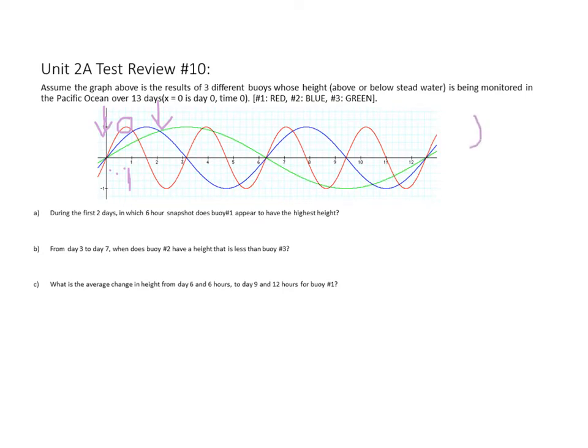So I know that one day has 24 hours. I'm going to divide by 4 and I get 6 hours. Now when I look at the highest height, I see that it is at the 3rd tick mark on my graph. So I'm going to multiply 6 times 3 and I get 18 hours. So between the first 2 days, buoy 1 is at its highest point at 18 hours.